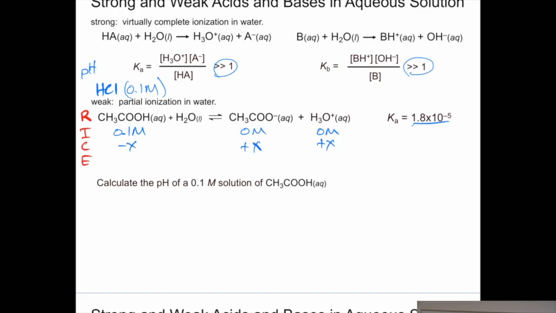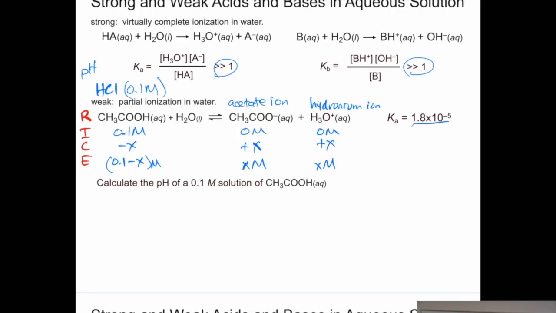So what's the equilibrium concentration going to be for acetic acid? I shouldn't have written it down. Right? That's the molarity. And the acetate ion, that's what this is. Acetate ion is going to be what? X molar. And the hydronium ion will also be X molar.